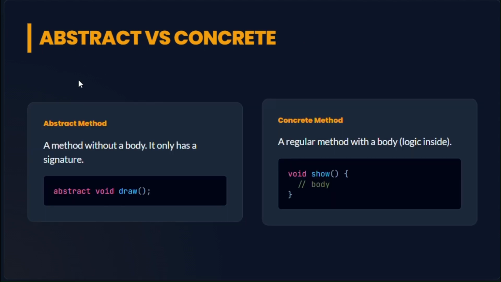Let's look at two types of methods you will find. An abstract method is a method that has no body, no curly braces. It's just a declaration that ends with a semicolon. It's a promise that says, I will do this, but I will decide how to do it later. A concrete method is a standard method. It has logic inside the curly braces. Abstract classes are unique because they allow you to do both in the same class.